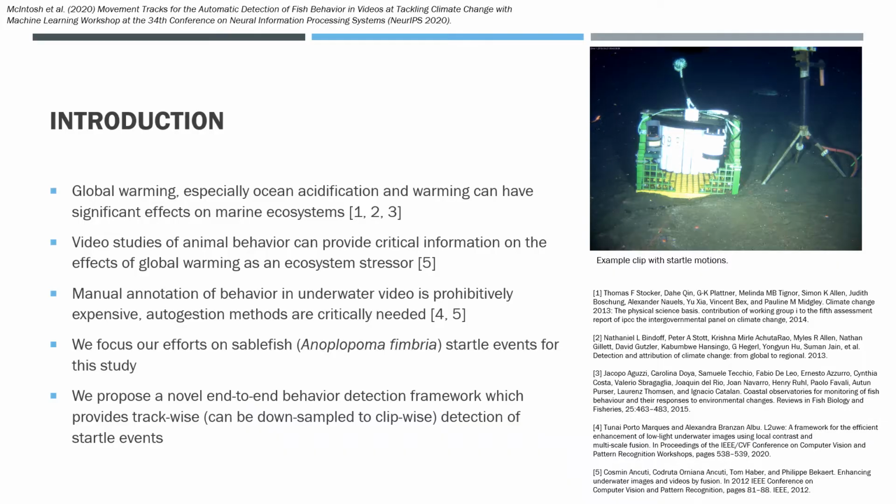Global warming poses a dire threat to ocean ecosystems as they exist today. Video studies of animal behavior have potential to indicate population stressors, which can lead to early intervention. Due to the amount of available underwater video and the required magnitude of annotation, an automatic tool is required. We propose a novel end-to-end behavior detection framework which detects sablefish startle events in organism tracks.